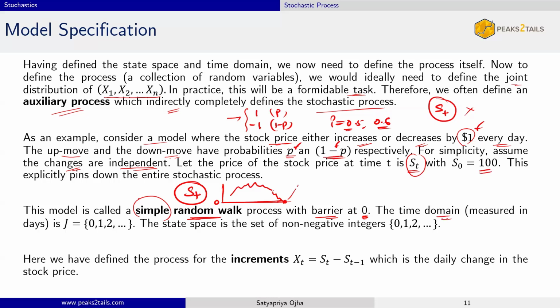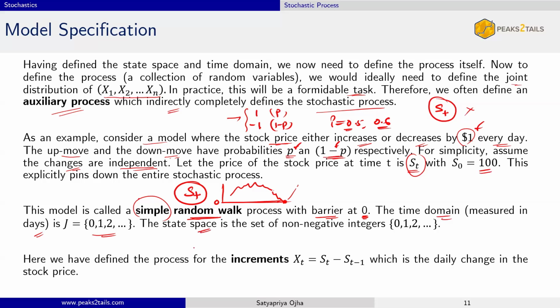Okay, what is the time domain? Time domain is measured in days. We are modeling discretely because it is the daily stock price, right? Every day the stock price can go up by $1 or down by $1. So it's a daily modeling. So time domain is measured in days: day 0, day 1, day 2, day 3, day 4.